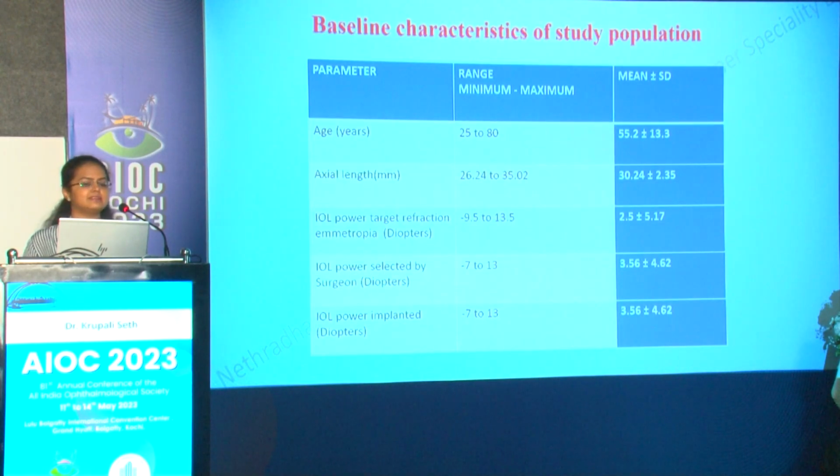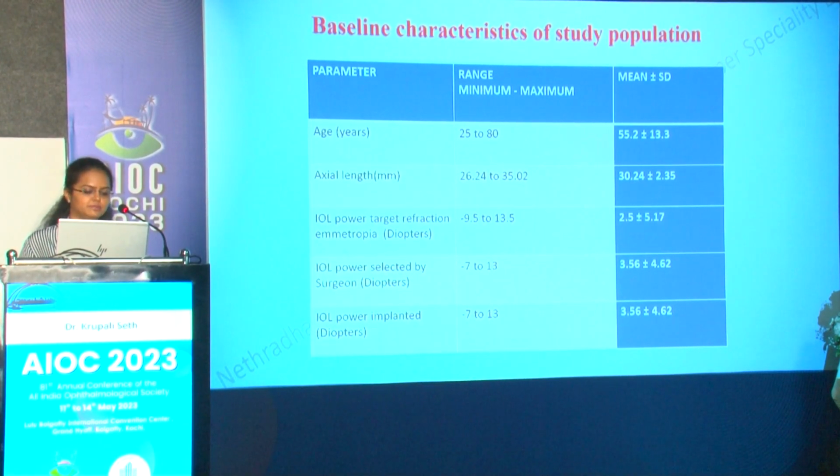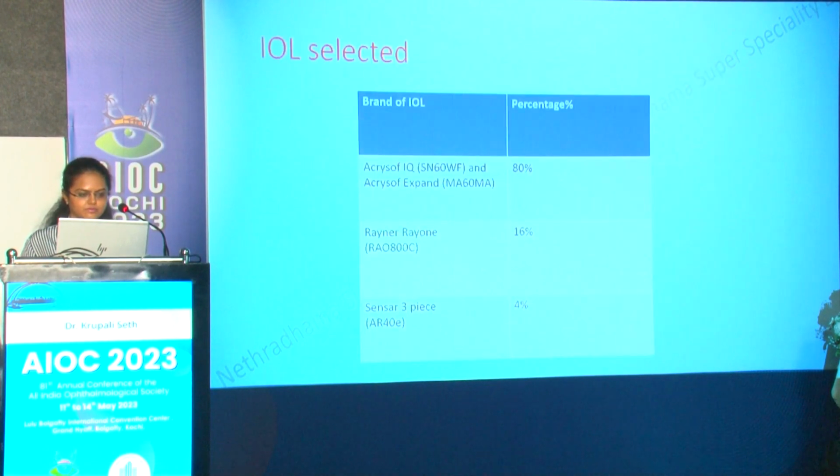The baseline characteristics of our study population were: the age group was between 25 to 80 years. The axial length of all these patients was above 26 millimeters, between 26.24 and 35.02. The IOL power for target refraction of emmetropia was minus 9.5 to 13.5. The IOL power selected by the surgeons was between minus 7 and plus 13 diopters, and the IOL power implanted was the same.